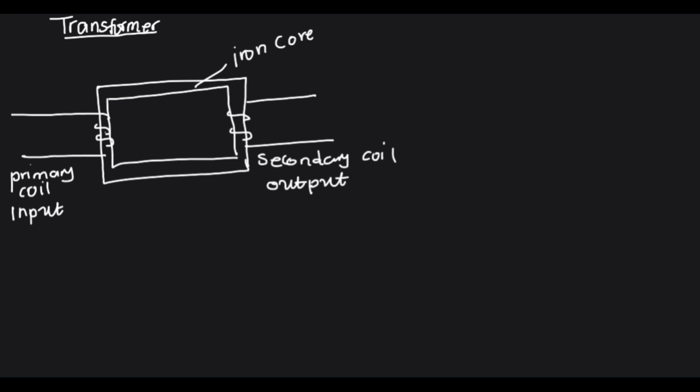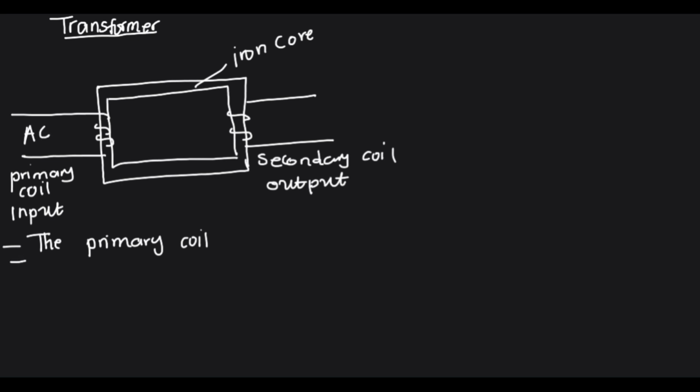Now, after knowing these basics, we may have a picture of what happens when a transformer is working or under operation. So the first step that you need to know is the primary coil is always connected to alternating current. So here we have the AC.